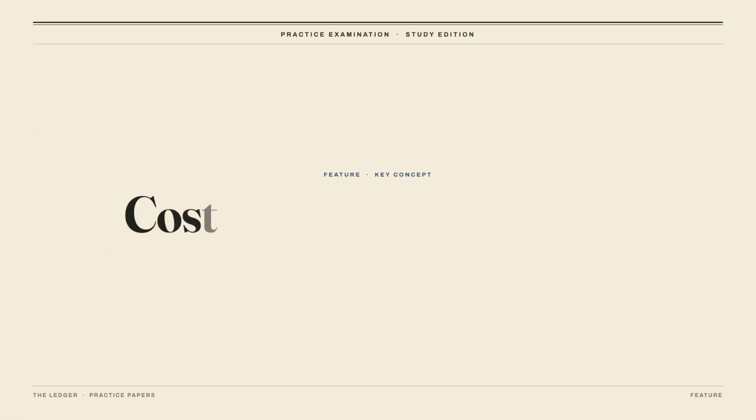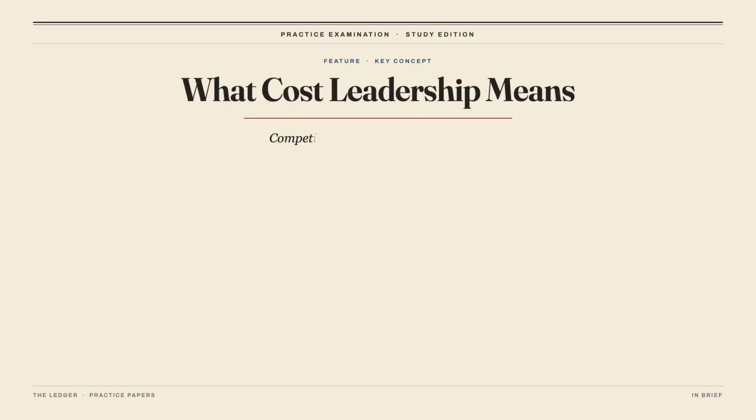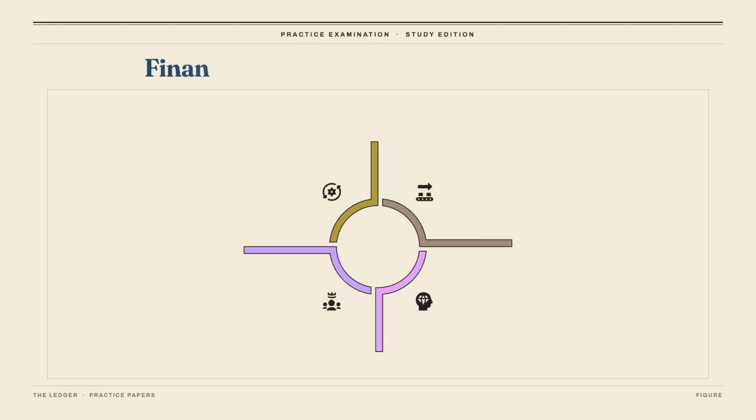Some companies win not by being different, but by being cheaper than everyone else, building their entire operation around that single promise. A true cost leader can undercut competitors and still make money, or match their prices and pocket a wider margin, because its cost base is genuinely lower. This is ruthless efficiency, not cutting corners.